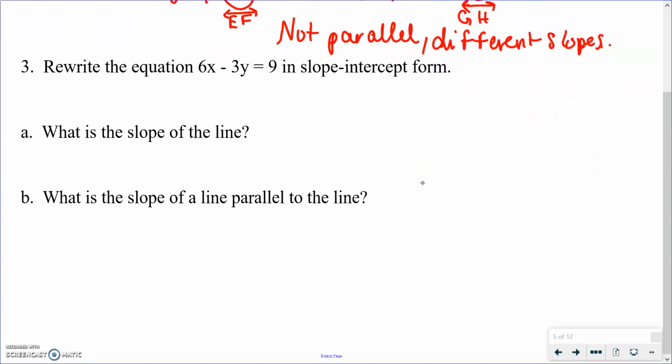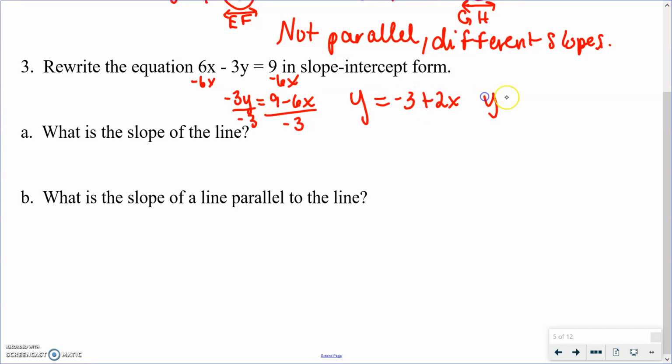So now we're going to take this other equation that is in standard form and we're going to rewrite it in slope-intercept form, which means we're going to solve for y. So we're going to start by subtracting 6x from both sides. We get -3y equals 9 minus 6x. Divide everything by -3. We're going to get y equals -3 plus 2x, which I'm going to rewrite as y equals 2x minus 3. Okay?